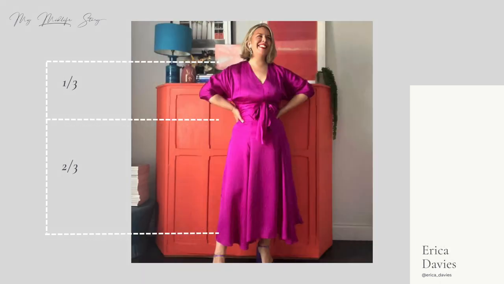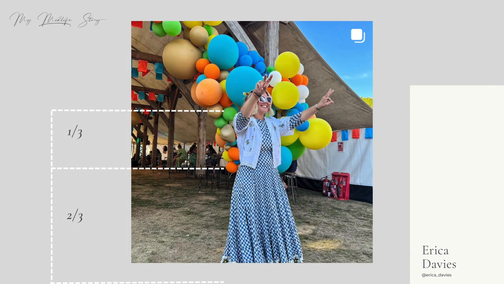Here Erica Davies is wearing a dress, and instead of a change in colour to create a visible line, she's simply got a tie, sort of belt, around her waist, so that is what draws your eye and your attention. And here again with Erica, this time the third is simply her cardigan that she's wearing, and then the two thirds is the rest of the dress.